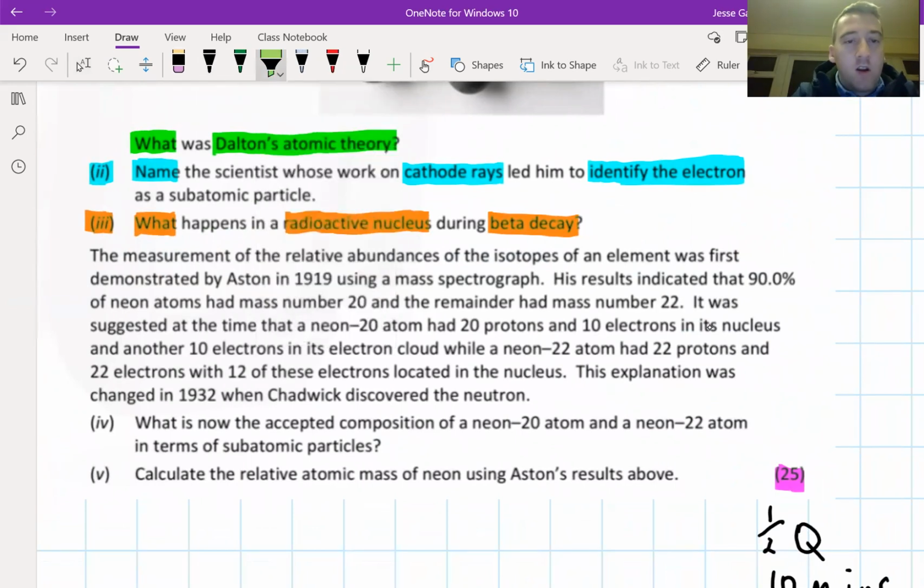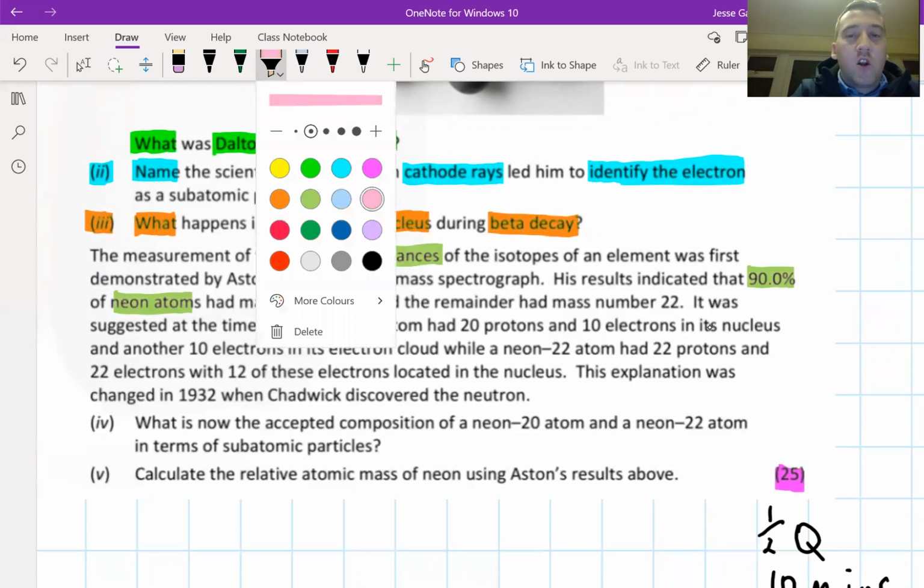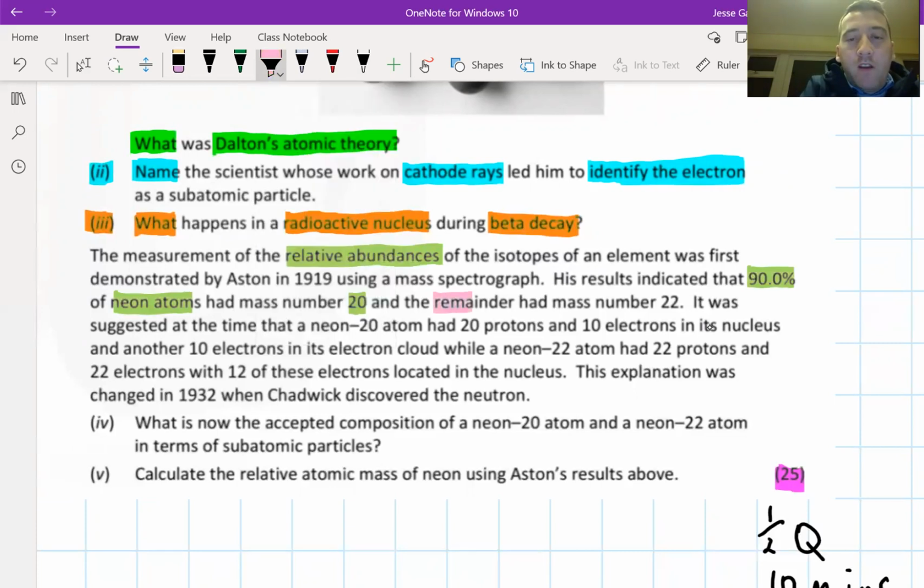So I've got a green highlighter. The measurement of relative abundances of isotopes of an element was first demonstrated by Aston in 1919 using a mass spectrograph. Don't think there's anything too important there. His results indicated that 90% of neon atoms had a mass number of 20. So 90% was neon 20, or neon with a mass of 20. And I'm changing the color now. And the remainder had a mass number of 22.